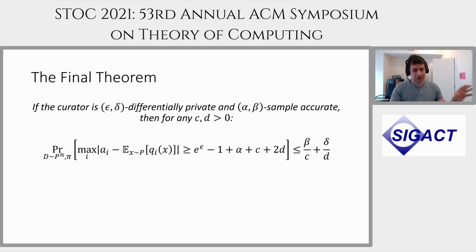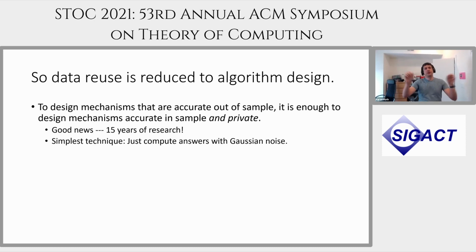So let me say a couple more things about it. First of all, what are transfer theorems like this doing? They are reducing a statistical problem to an algorithm design problem. The original problem we want to solve is statistical. We're talking about out of sample error. What this is saying is it is sufficient to solve an algorithm design problem: to design algorithms that are differentially private and accurate in sample. There's no statistical problem here. And fortunately, this is a problem that we've already been working on. There's like 15 years of research on this, and there's many ways to do it.